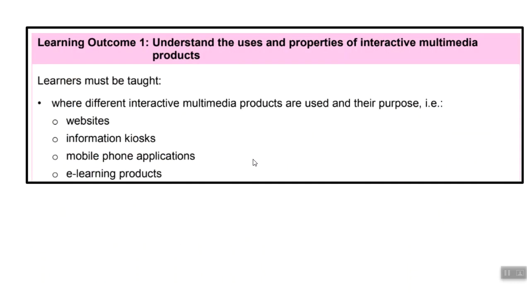We now need to have a think about how it's used and the properties of interactive multimedia products. So let's first think about where IMPs, and that's what I'm going to call them from this point, are used and what their purpose is. In the specification, I've taken this straight from the syllabus, it gives four distinct examples: websites, information kiosks, mobile phone apps, e-learning products. There are actually a wide range of IMPs beyond these four.